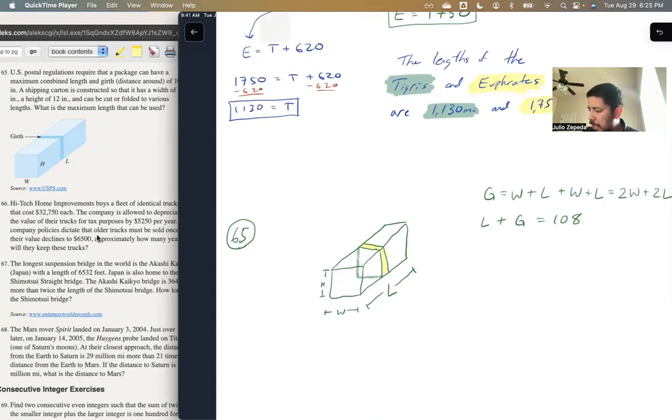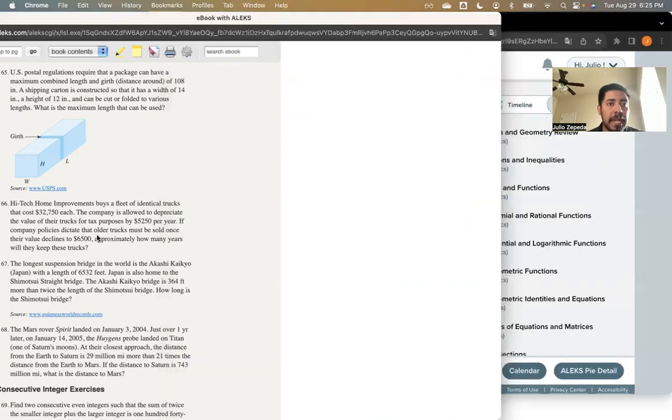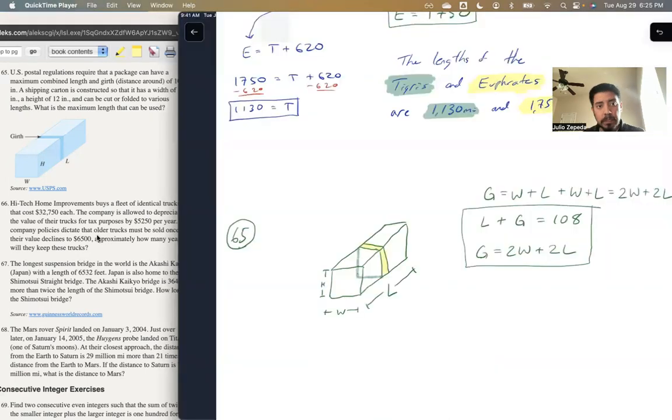Okay, so let me write that equation a little bit cleaner here. G is equal to 2W plus 2L. And so it looks like here, do we have two equations? There's a little more information that's given, right? A shipping carton is to be constructed so that it has a width of 14 inches.